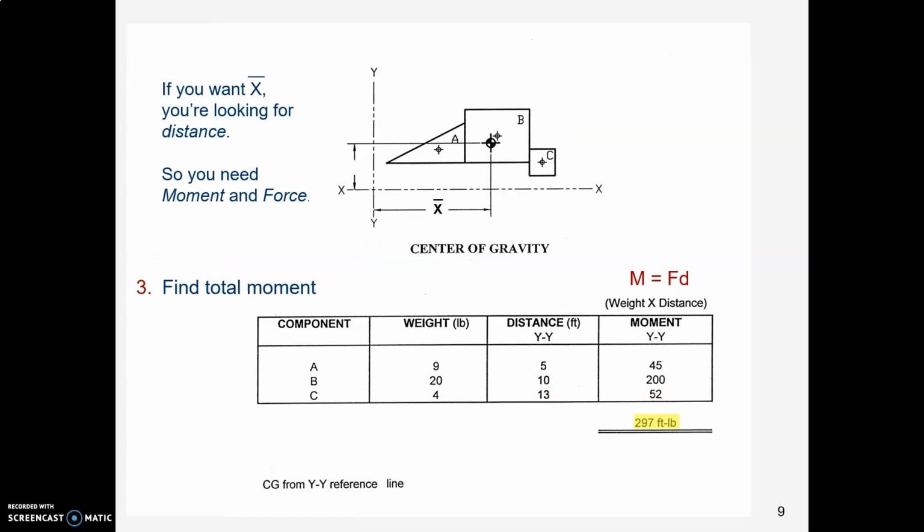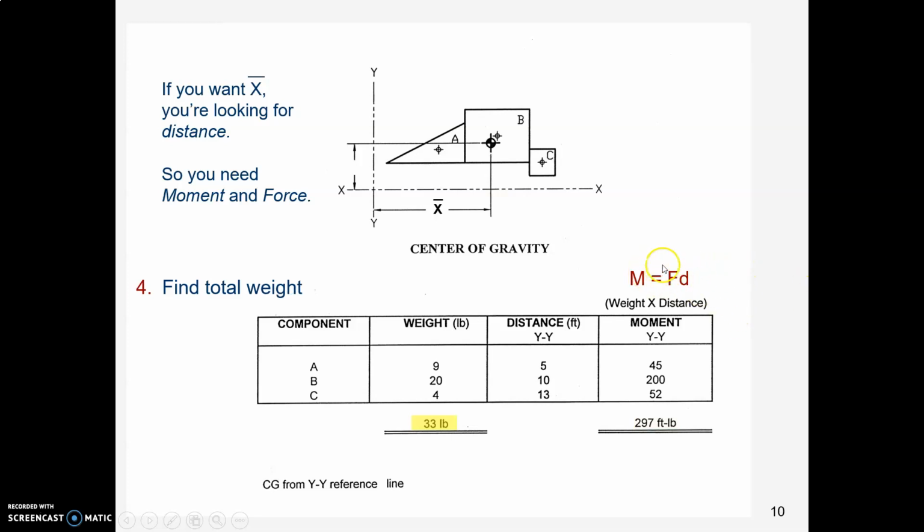So what? Well, we're looking for x bar. And we've been using this formula, moment equals force times distance. Look at those three terms: moment, force, distance. We're looking for a distance. So what we need is moment and force. Well, we've got the moments right here. We'll add them all up. They add up to 297 in this case.